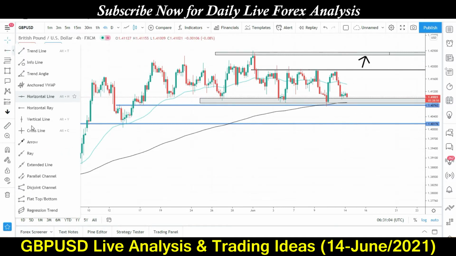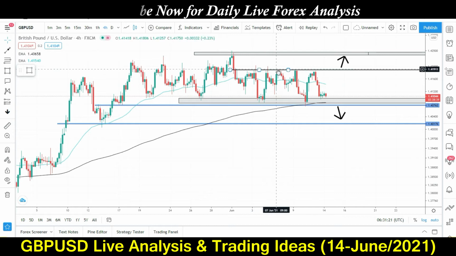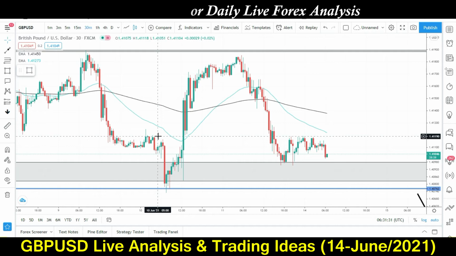So let's draw an arrow here. Basically we are looking for a break of this low. If the market breaks this low, then you can open a sell trade, and you can get to this point easily. And if the market breaks this resistance level, then there is a high probability that the market will go upward to this resistance level. And let's see if we move to the M30 time frame.